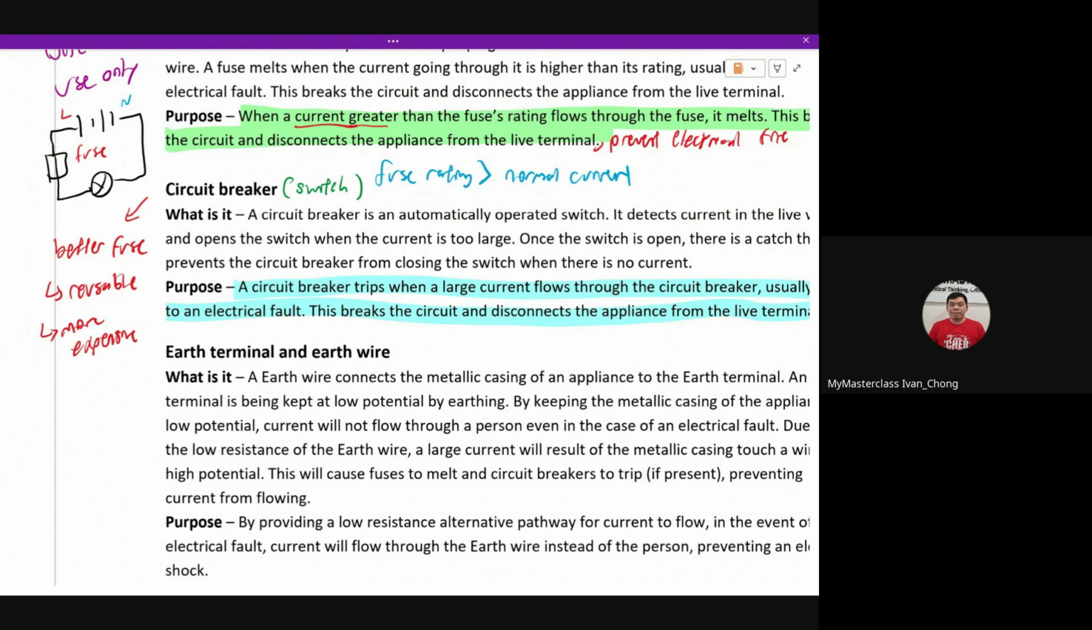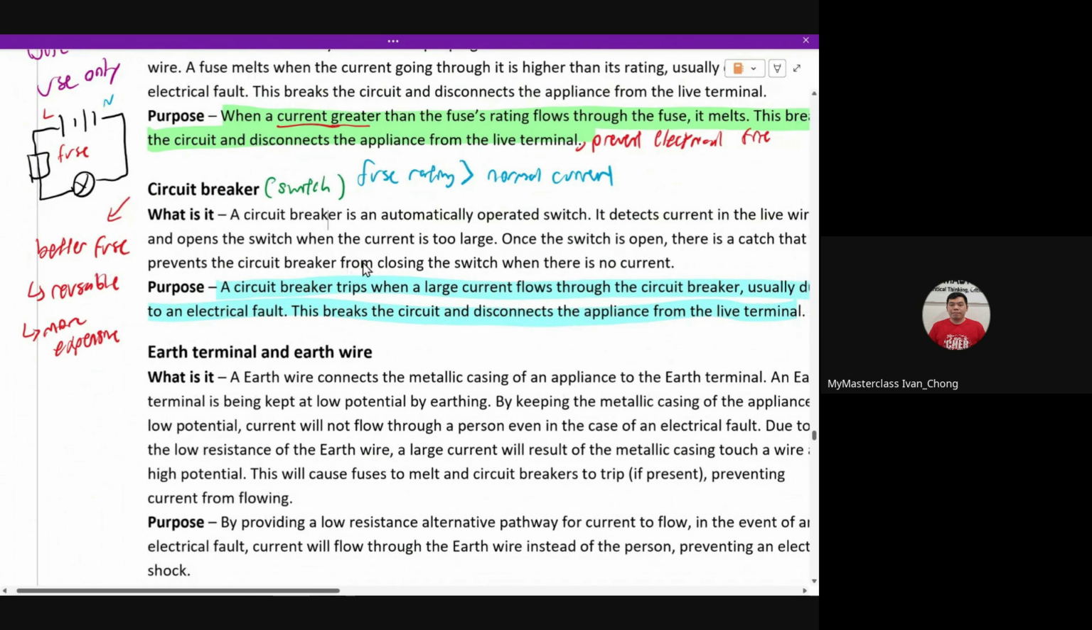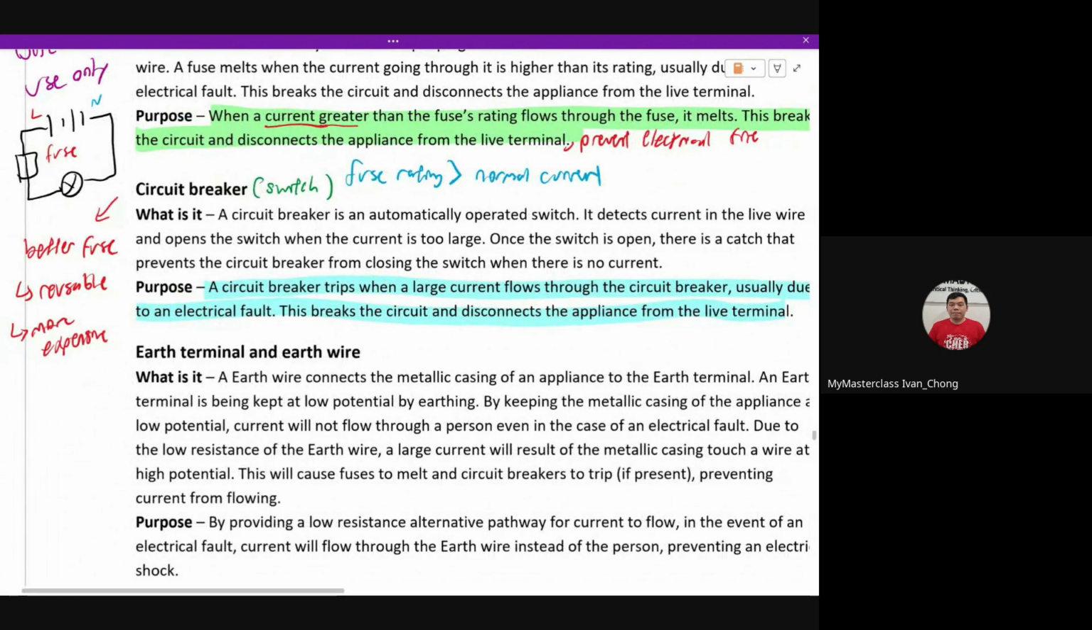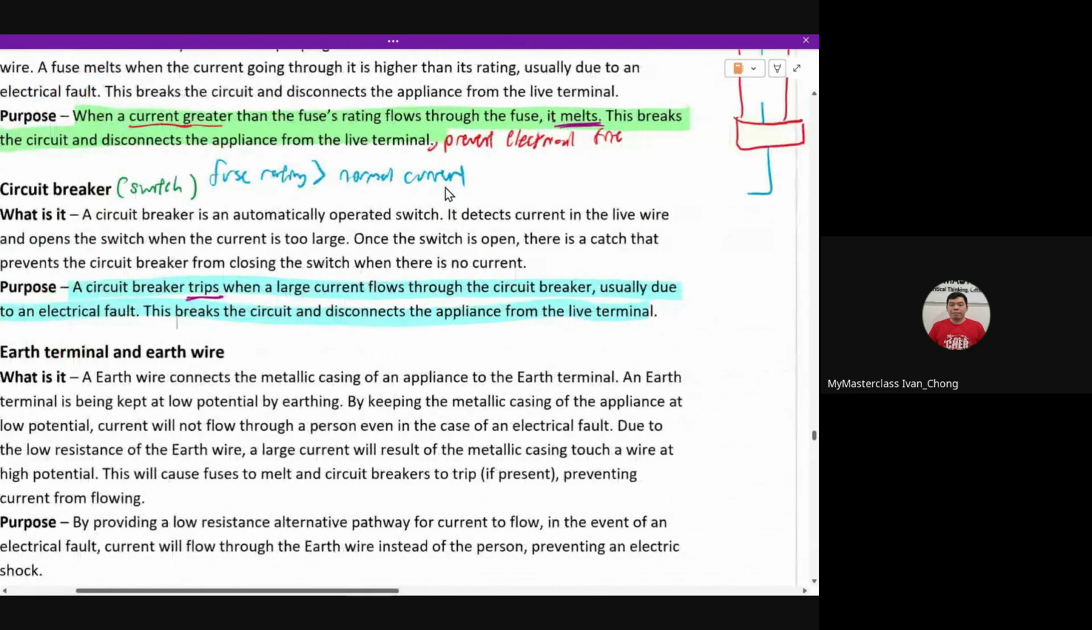So there's one main switch for the whole house, and then depending on how many rooms you have at home, you have different switches. Each room will have one switch, which controls the electricity in that room. So if you cut it off straight away, then you basically have no electricity for that room itself. Okay, so it is the same phrasing, just that instead of melting, as you see over here on top, for a fuse, you say that it trips. Okay, so if you disconnect it, the same thing, it will prevent electrical fire.